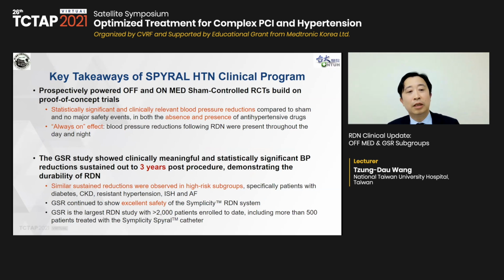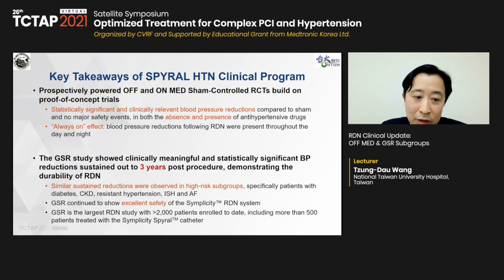So in summary, there are two key takeaways. From the pivotal trial and also the Onyx trial, the clinical trials demonstrated that renal denervation does achieve statistically significant and clinically relevant blood pressure reduction compared to sham control. And also very important is the safety profile. There are no major safety concerns. And it's also effective in all kinds of hypertensive patients, whether drug naive, uncontrolled, or resistant. And it can produce 24-hour always-on blood pressure reduction.